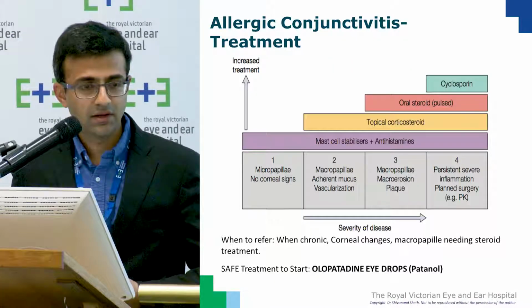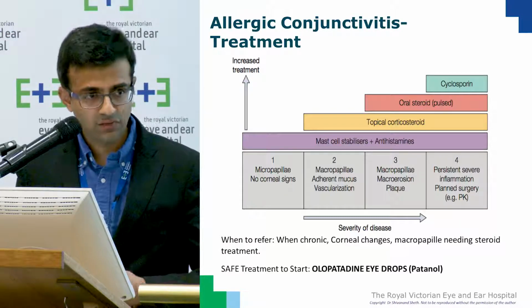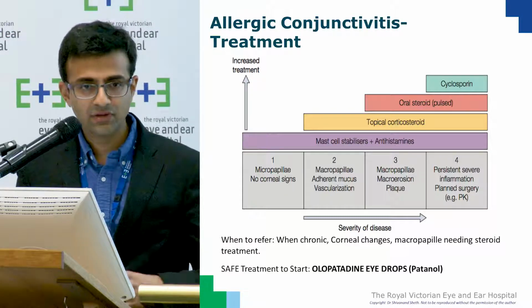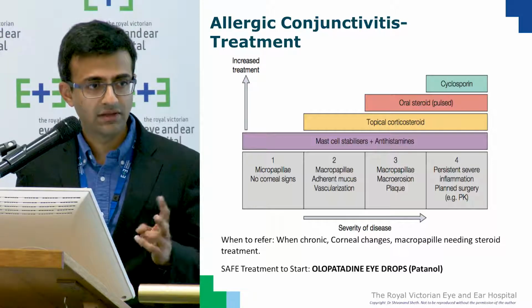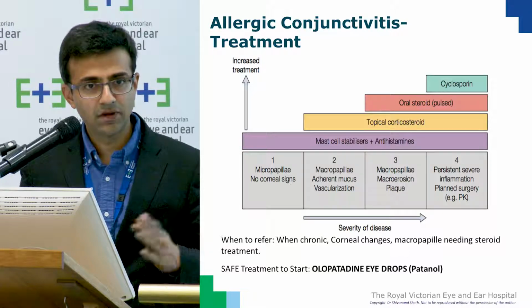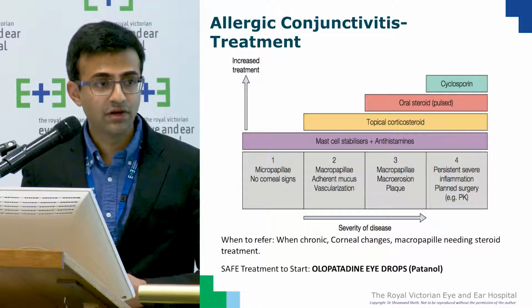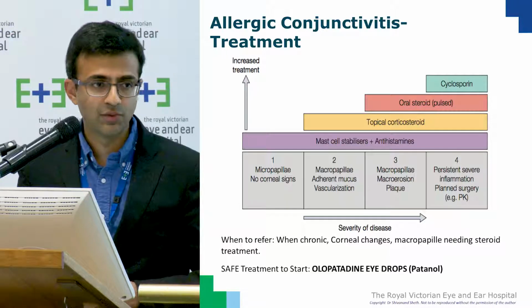Yes, so Chromolyn is also a mast cell stabilizer. You could start that. We prefer olopatadine because it's a newer modality, as it is a dual action as well. So it's also an antihistamine and also a mast cell stabilizer. So it's a dual action, and it's fewer times a day that you need to use it, just twice a day.